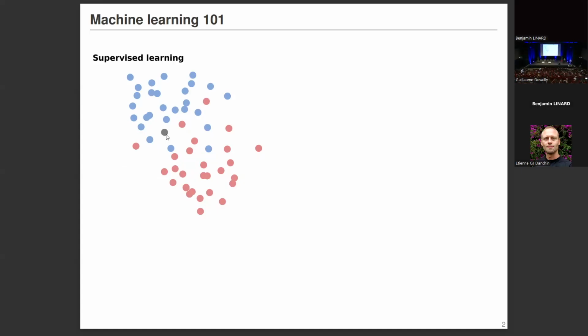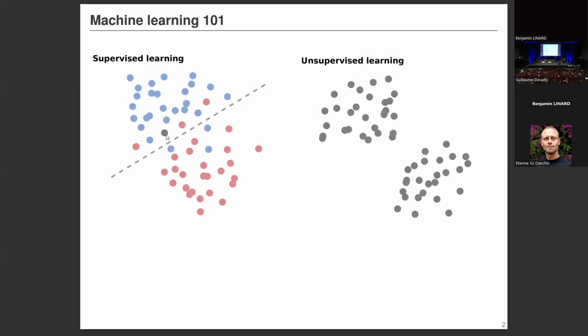here. So we have an unlabeled point, and the question is, can we find a delimitation between the blue class and the red class that will then allow us to label it? So just finding a way to separate the blue points and red points. And then we have unsupervised learning, which is all clustering, dimensionality reduction. So can we find some structure in this data?